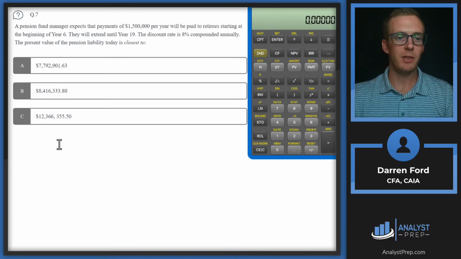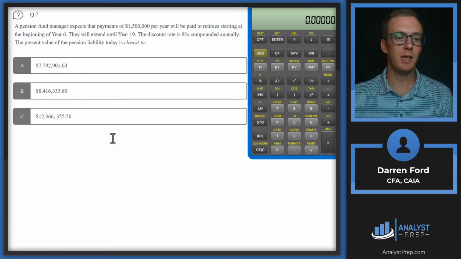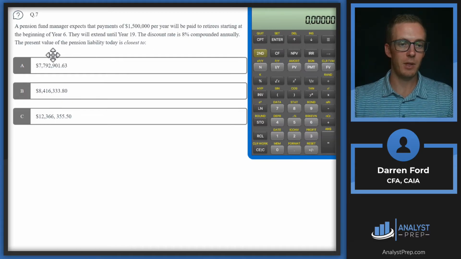A pension fund manager expects that payments of $1.5 million per year will be paid to retirees starting at the beginning of year 6. They will extend until year 19. The discount rate is 8% compounded annually. The present value of the pension liability today is closest to.